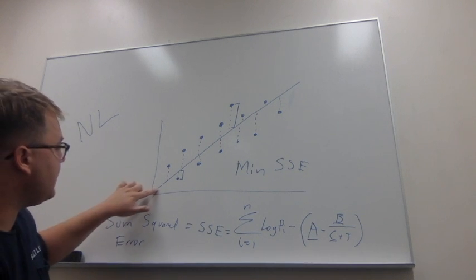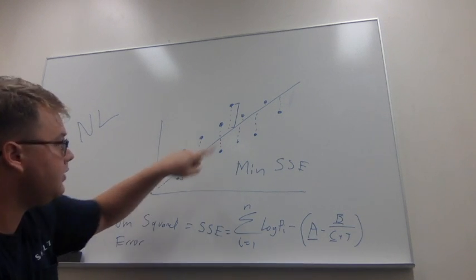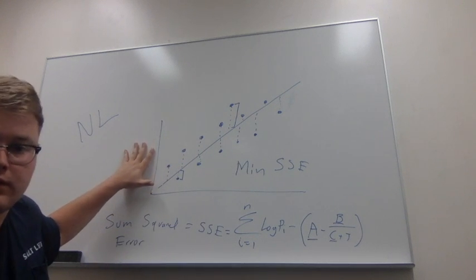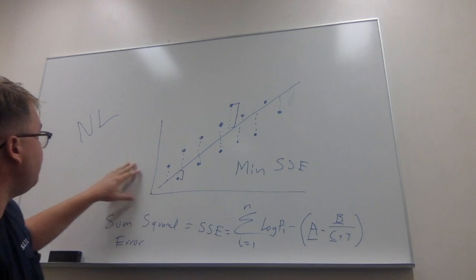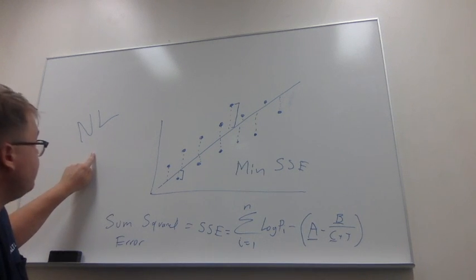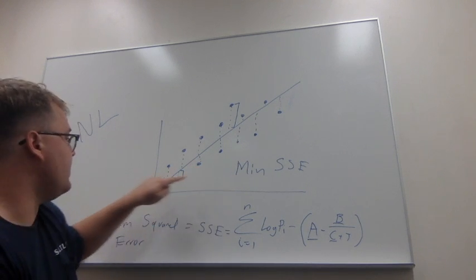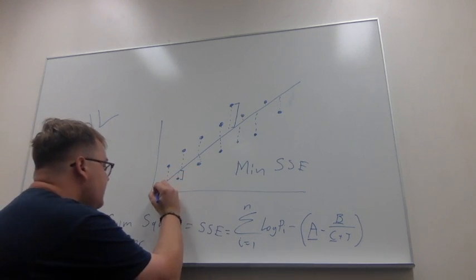So obviously that's not going to make a straight line. It's going to make a curved line depending on the data points. This is just an example. This isn't accurate to the data that I'm using. But that is why it's a nonlinear regression. And that's why we want to minimize our sum squared error, so we can plot something as accurately as possible to our data points.